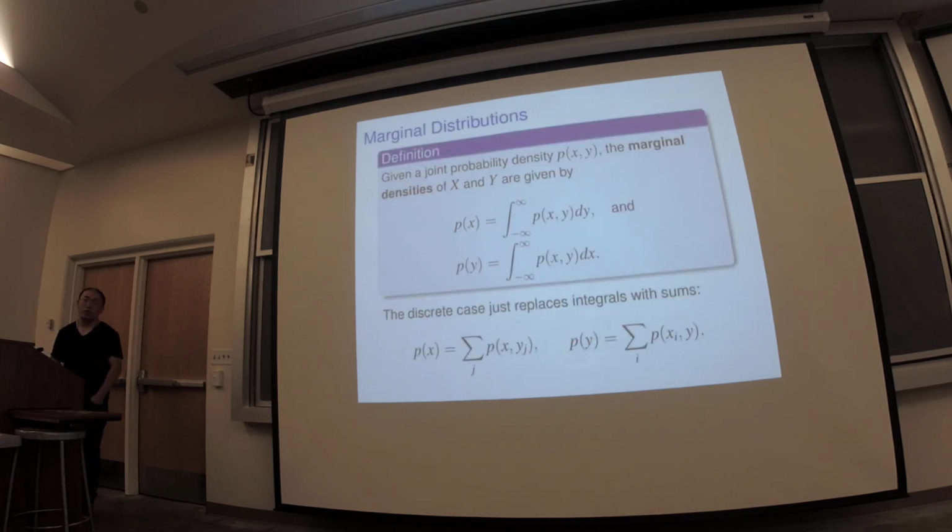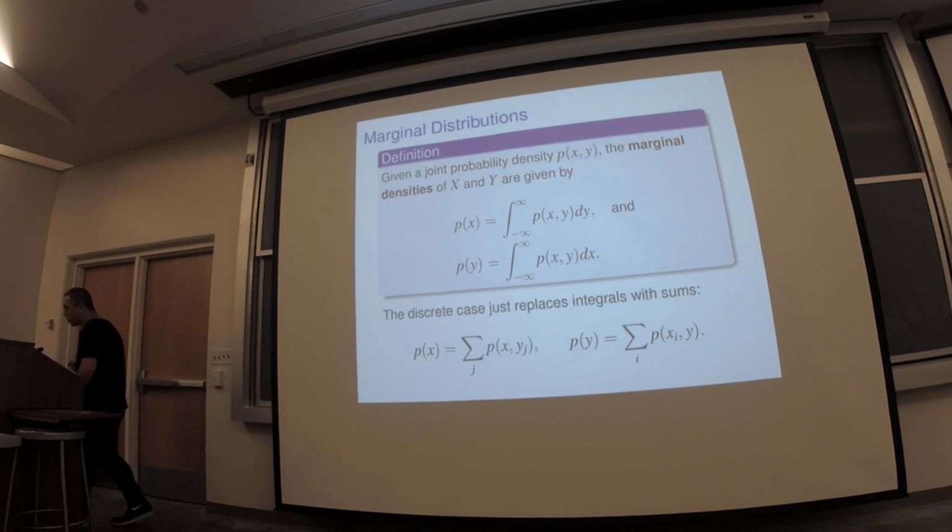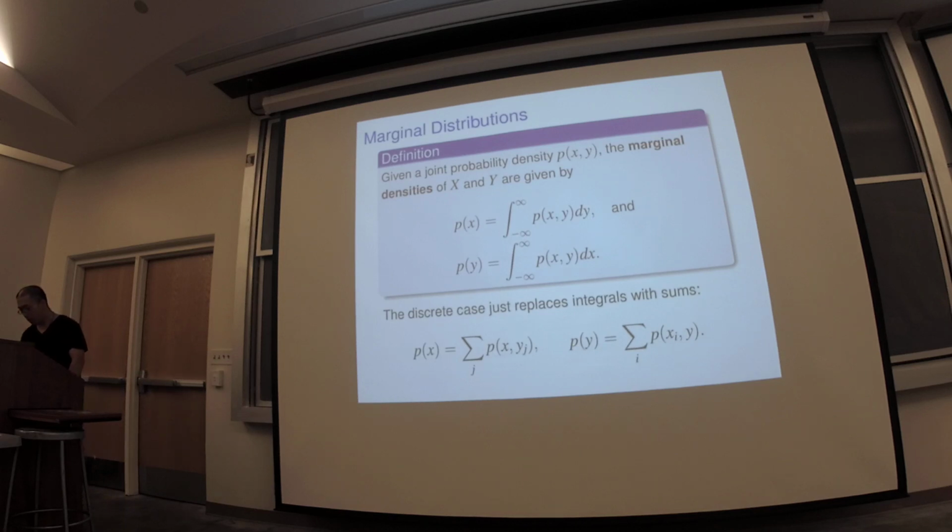And the marginal distributions. Now that we have a joint density for two random variables, we can compute the marginal density for each of the random variables. It's simple. The marginal density of x is the integral of the joint density over the other variable y. Similarly, this is how we compute the marginal density for y. And for the discrete case, we just do the summation.